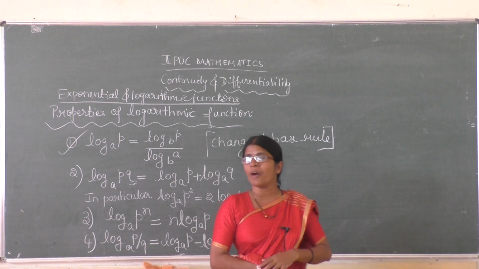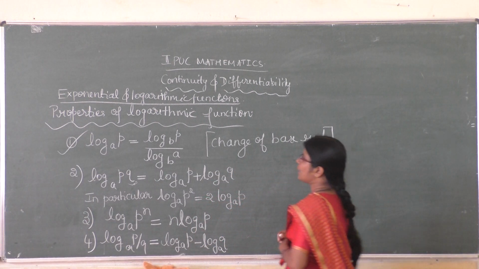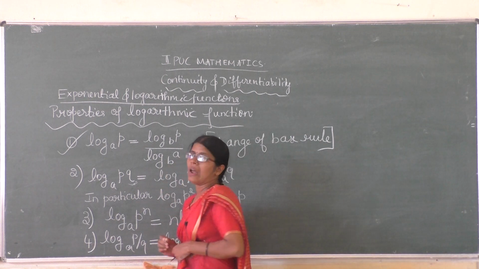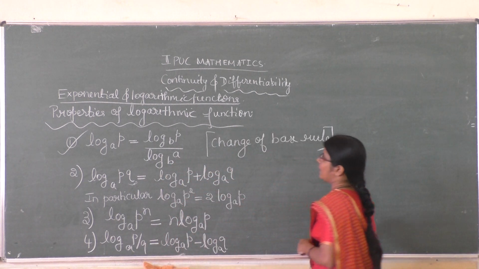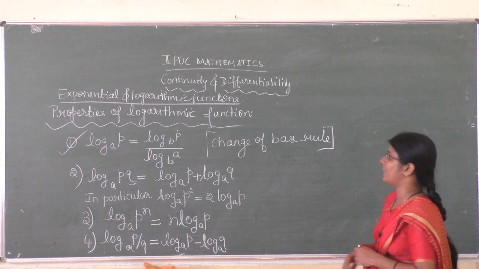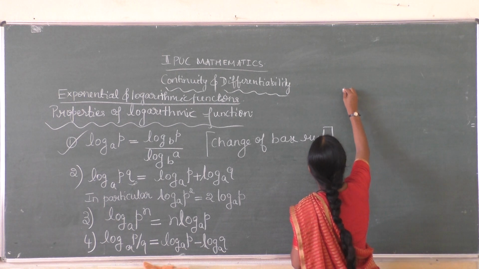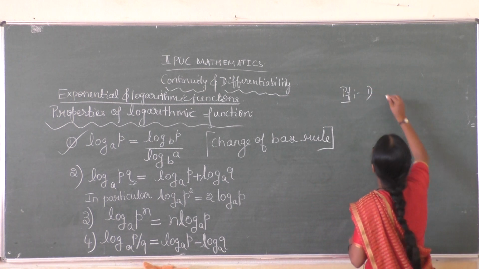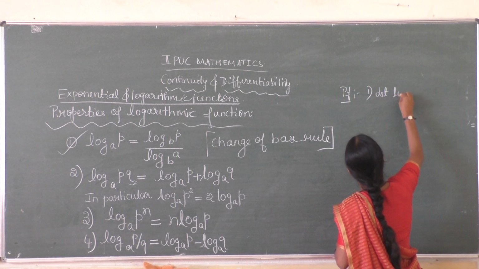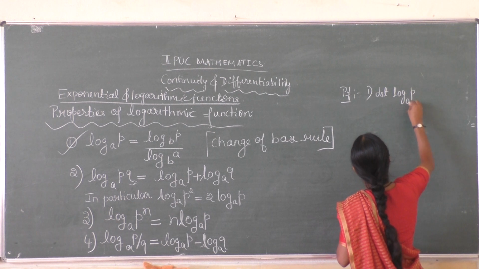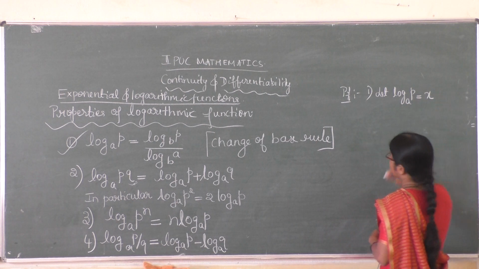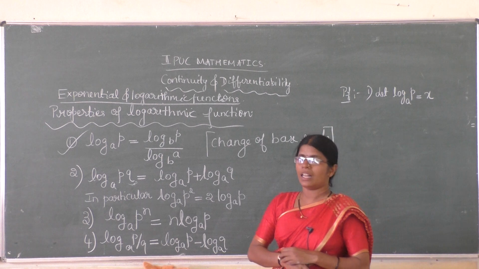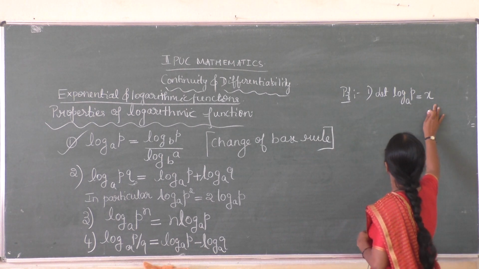So first one, how do we prove this? Log p to the base a is equal to log p to the base b divided by log a to the base b. So give a proof. First one, let log p to the base a is equal to x.